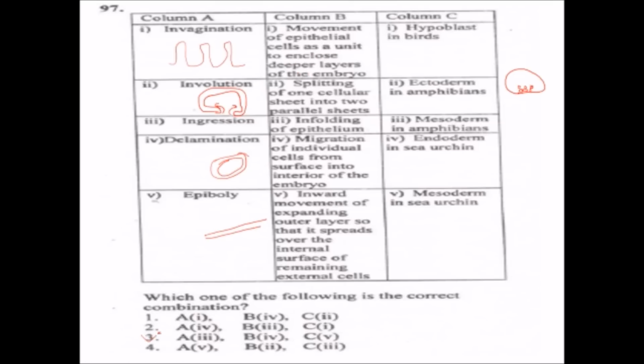Answer is number 3, because if you will see, it only has the correct matches in which there is ingression, and ingression is the migration of individual cells from the surface into the interior of the body. As I have told, this is the outer layer of the cells, and there was the migration of individual cells toward the interior of the body. So sorry, of the embryo, and it is shown by the mesodermal in sea urchin. So the answer will be number 3.